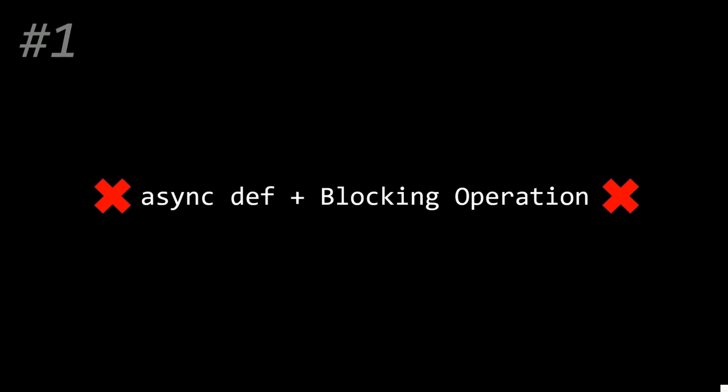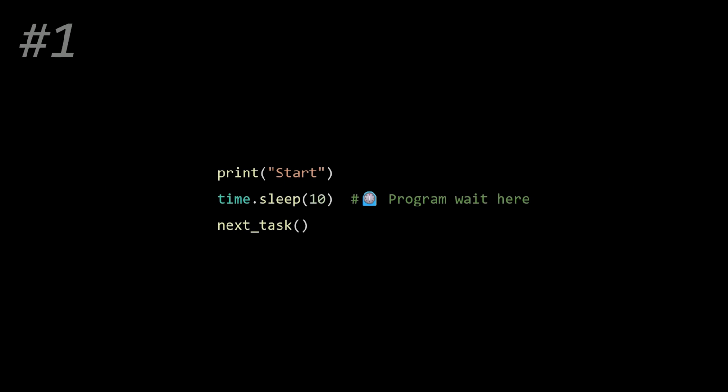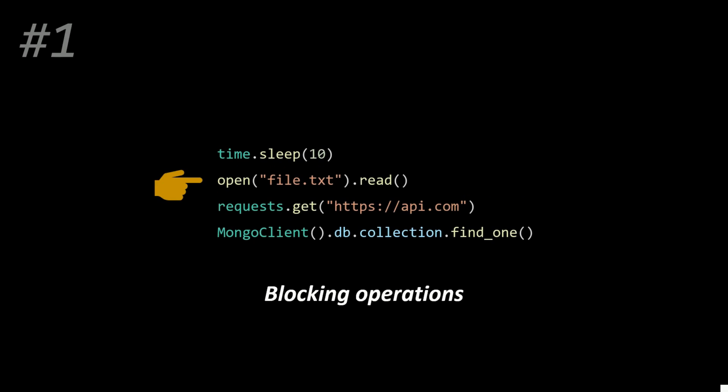Number 1. Never use async def for blocking operations. In Python, blocking operations are tasks that make your program wait until they are finished before moving on. For example, time.sleep will pause your program for 10 seconds. Other common examples include reading from or writing to files, making HTTP requests with libraries like requests, or performing database queries using synchronous clients such as MongoClient from PyMongo.